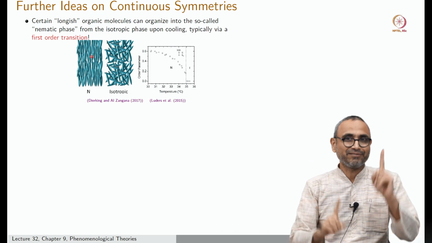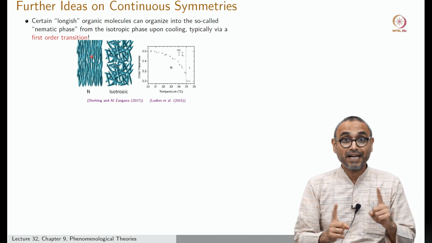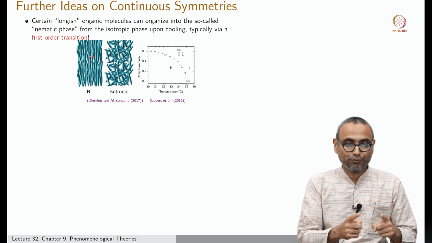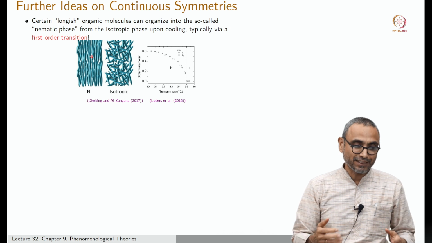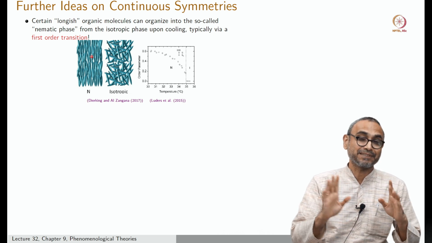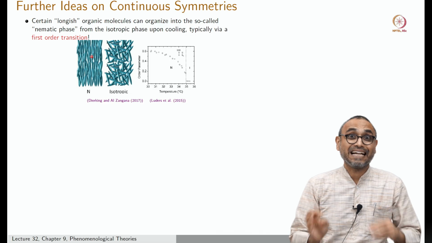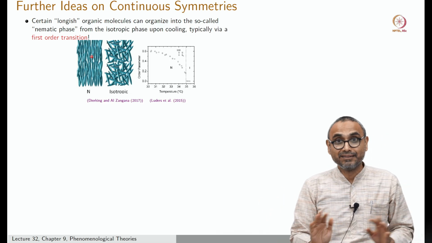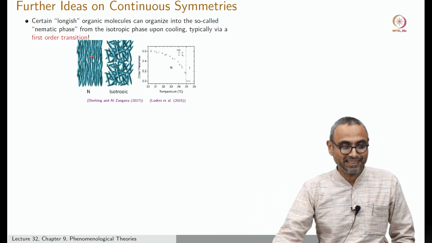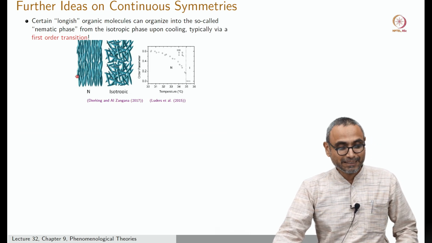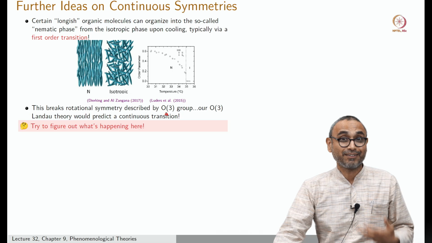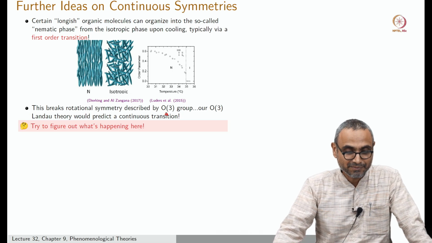They are fluctuating any which way they want. But the orientations of these longish molecules have all aligned themselves in a certain direction in space, and the direction is spontaneously chosen, right? And so this is the symmetry breaking that we are talking about. So naturally, the symmetry breaking is something associated with O3 rotations.